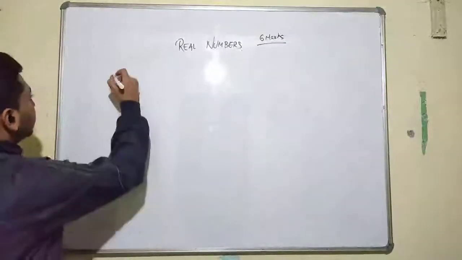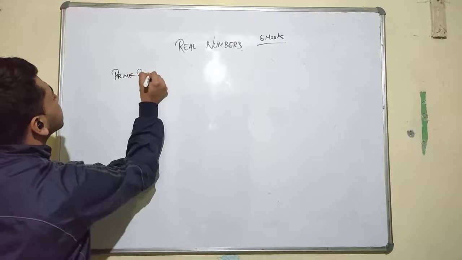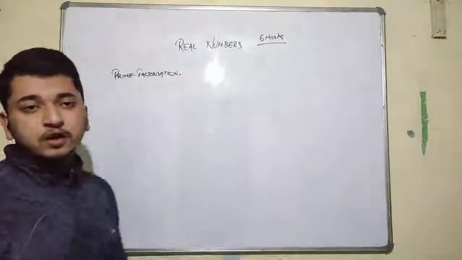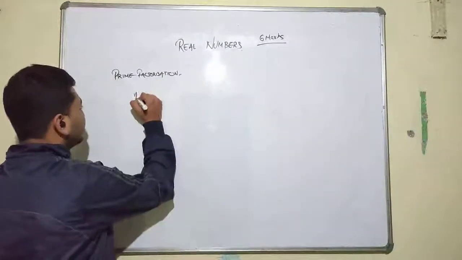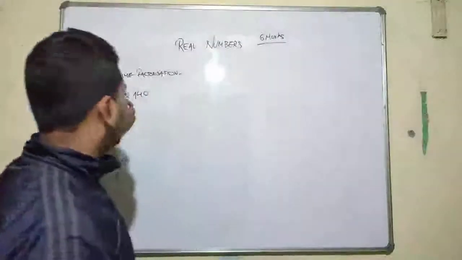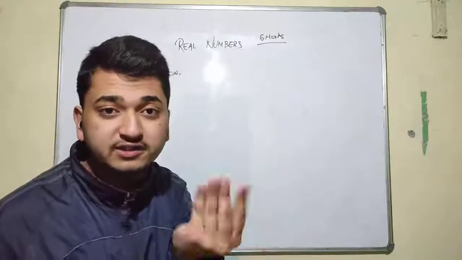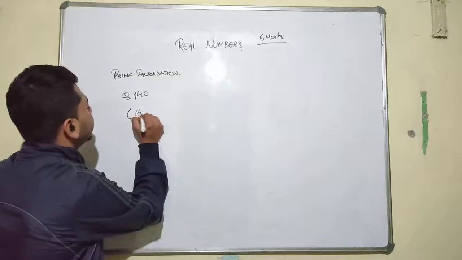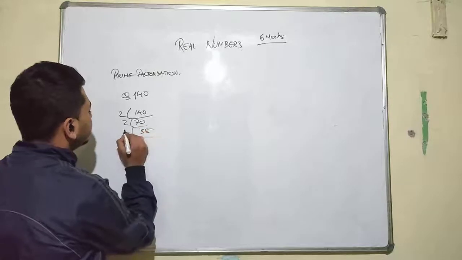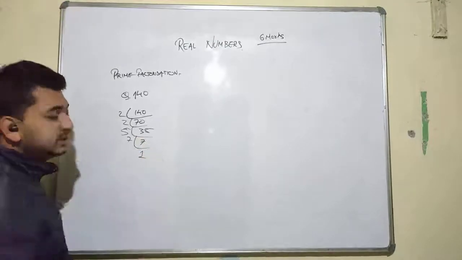So now, prime factorization. Okay, so here's the question now. 140. Find the prime factorization of 140. It's easy, right? 140: 2 70s are 140, 2 35s are 70, 5 7s are 35, 7 1s are 7.